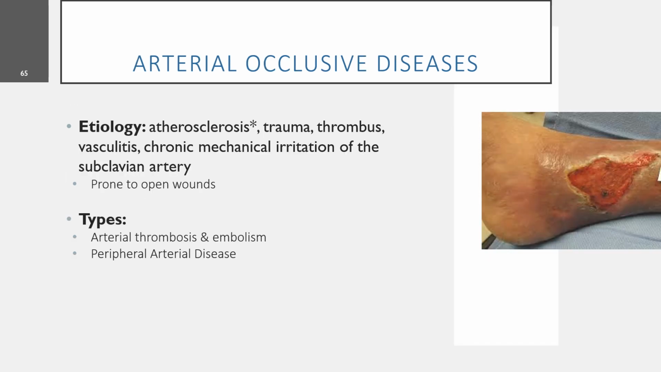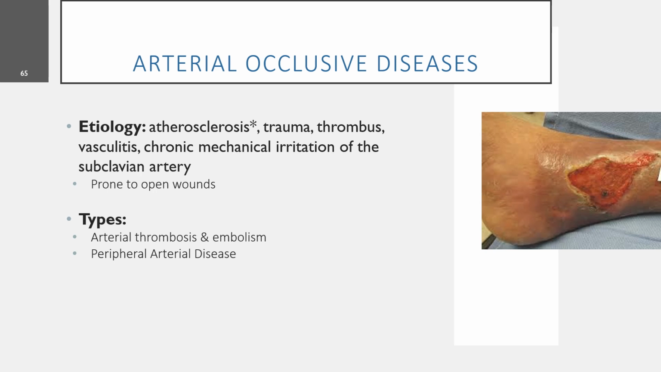Arterial occlusive disease. Arterial occlusive diseases involve the narrowing or blockage of blood vessels, often leading to disability. The primary cause typically is atherosclerosis. Other contributing factors include trauma. Physical injury to the blood vessels can cause occlusion, thrombus or embolus. The formation of blood clots or dislodged particles can block arteries. Vasculitis, inflammation of blood vessels, can lead to narrowing or occlusion.